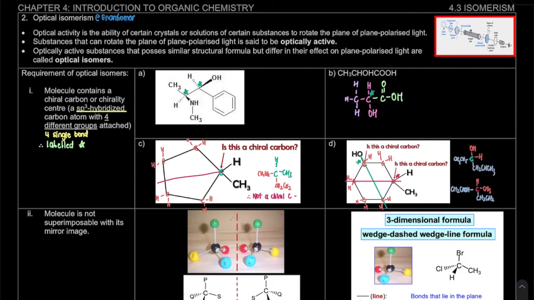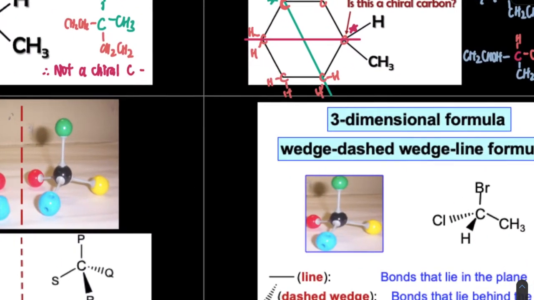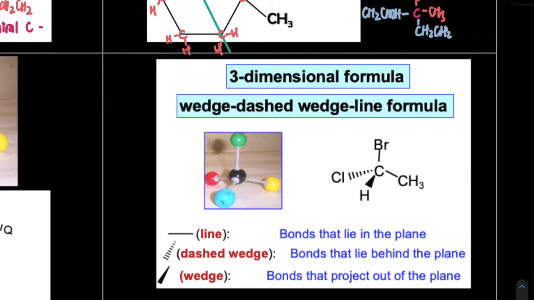Okay, so how we're going to draw it later, we're going to do it together. But then again, this is actually an example of our chiral carbon, right? It's bonded to 4 different groups. Okay, so here it mentioned that in plane, so that's why we have one line and one line here. Okay, bonds that lie behind the plane.